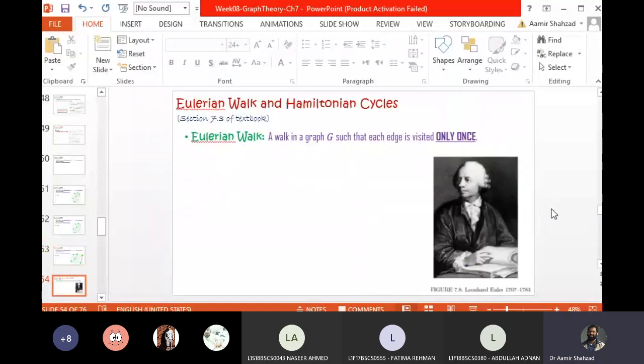Okay, so we discuss one important walk. This is called Eulerian walk, या Eulerian path भी इसको कहते हैं. So हमने अपनी walk पे कुछ restriction लगा दी. So we define a walk in a graph G such that each edge is visited only once. आप किसी भी edge को सिर्फ एक बार visit कर सकते हैं. We have to visit each and every edge, but only one time.